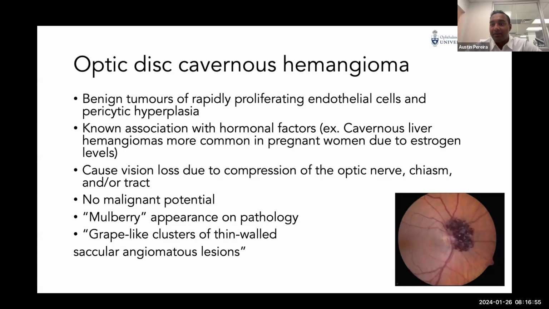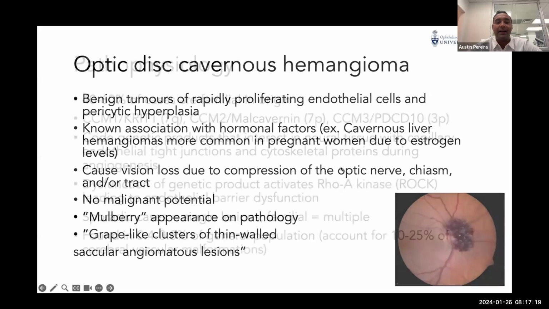And with the OCAP coming up pretty fast for us residents, some things you may see on your OCAP are a mulberry appearance on pathology, as well as grape-like clusters of thin-walled saccular angiomatosis lesions. Very OCAP-y answer. It is also a phakomatosis first described by Gass in 1971, where you can have telangiectasias of the skin with cavernous hemangiomas intracranially and in the eye.